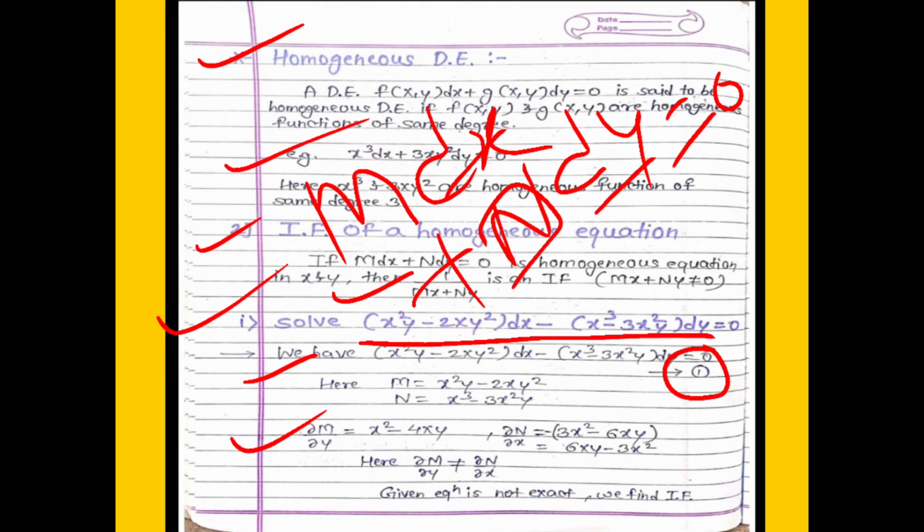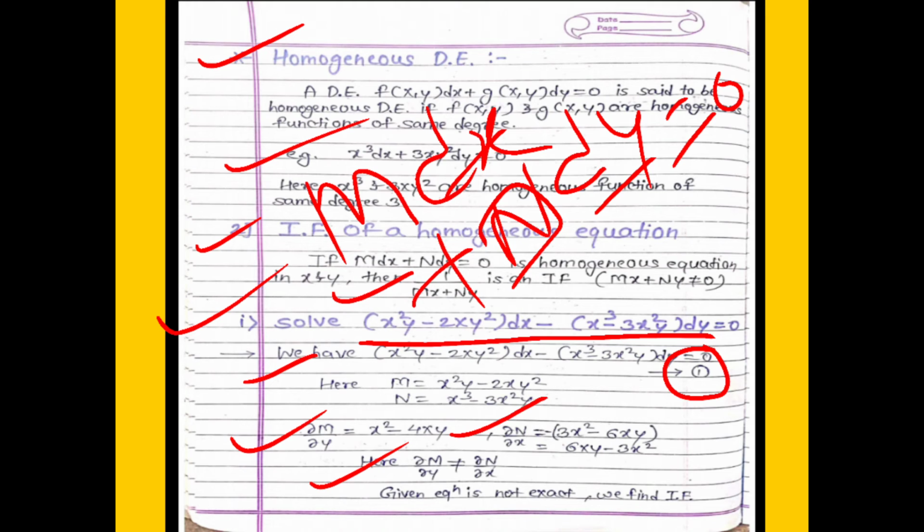Okay, we know that the derivative of y square is 2y, and 2 into 2 will be 4, so it will be minus 4xy. Similarly for ∂N/∂x. So here, after finding partial derivatives, we come to know that they are not equal to each other. That is, ∂M/∂y is not equal to ∂N/∂x. So the given equation is not exact. That is, it is a non-exact differential equation.